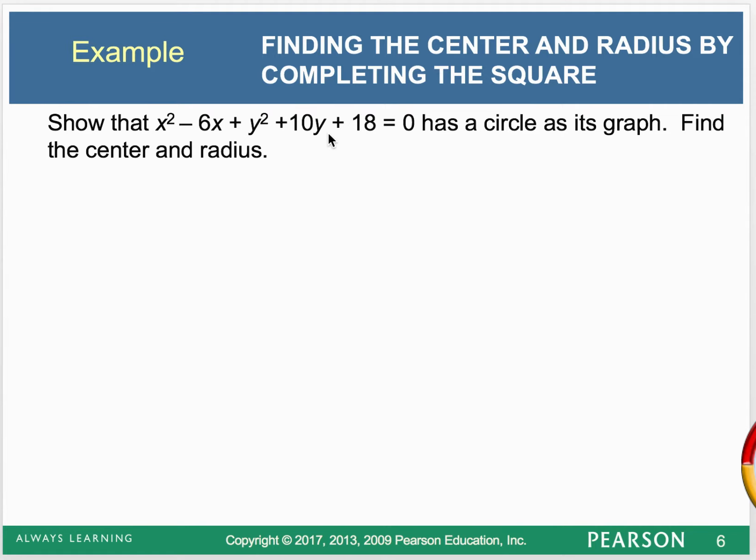That's what my goal is, to look like... I want it to look like this, which means I want to take this and add a number here. Remember when we did the steps for completing the square, so that I can write it as something all squared. All right.